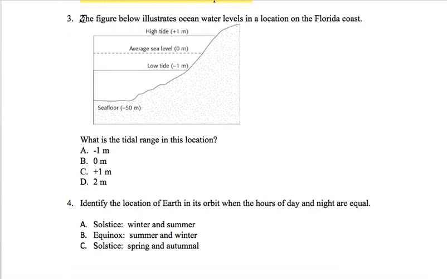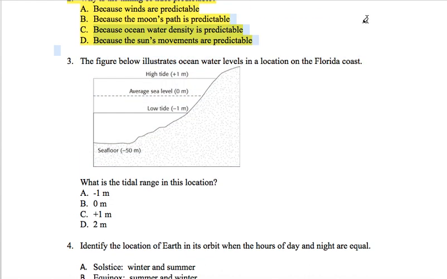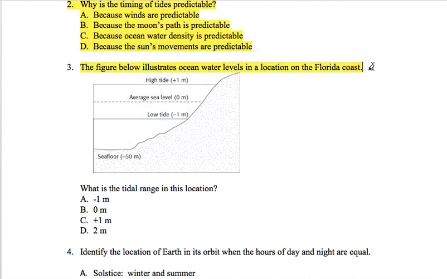Number 3. The figure below illustrates ocean water levels in a location on the Florida coast. So here's high tide, average sea level, low tide, and then the sea floor. What is the tidal range in this location? A. -1 meters. B. 0 meters. C. +1 meters. D. 2 meters.